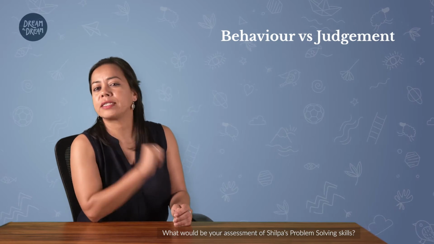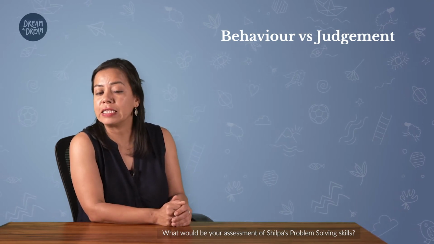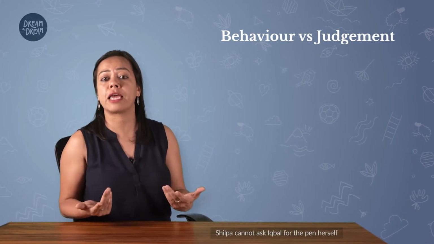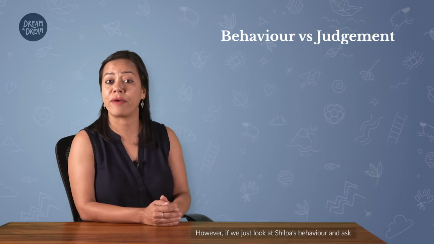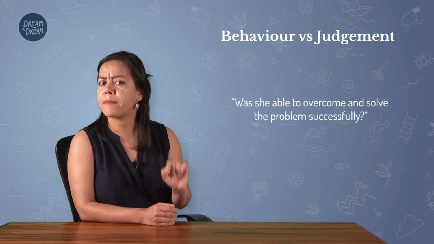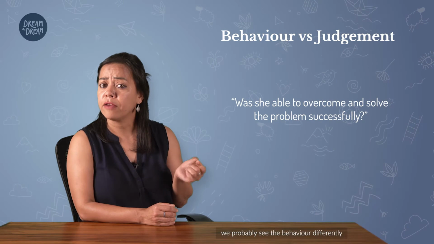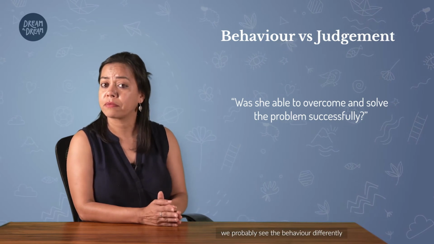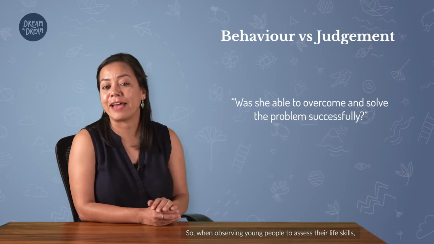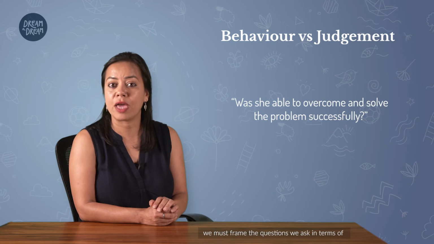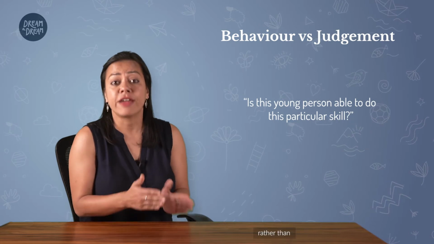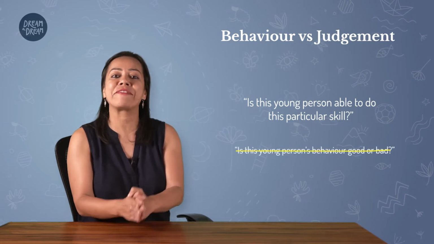Now, what would be your assessment of Shilpa's problem-solving skills? We might think that it is not good that Shilpa cannot ask Iqbal for the pen herself. However, if we just look at Shilpa's behavior and ask, was she able to overcome and solve the problem successfully? We probably see the behavior differently. So, when observing young people to assess their life skills, we must frame the questions we ask in terms of, is this young person able to do this particular skill, rather than is this young person's behavior good or bad?